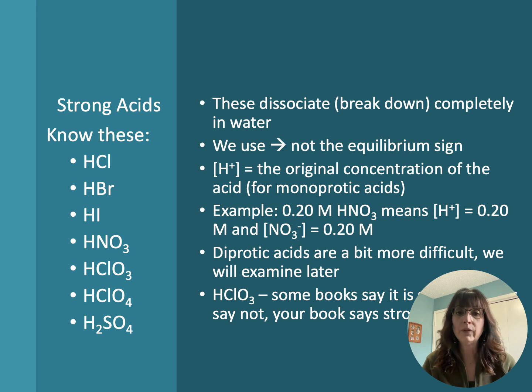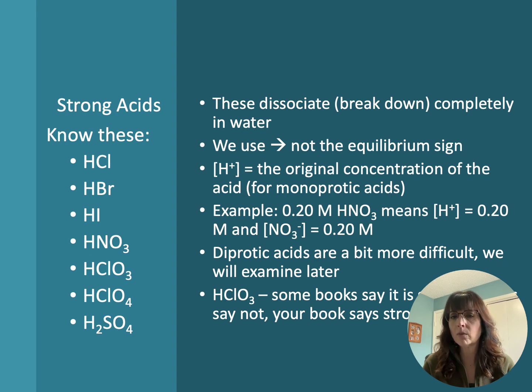This is just a quick review of what strong acids are and what they mean. Strong does not refer to pH. Strong just simply refers to the fact that they dissociate or break down completely. Those are the strong acids you need to memorize. 3 of them come from column 17, HCl, HBr, HI. Then you have nitric, chloric, perchloric, and sulfuric.